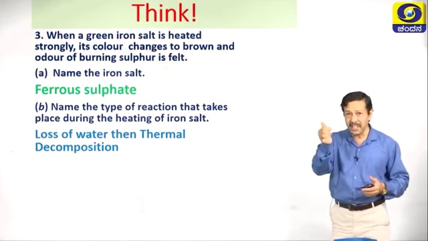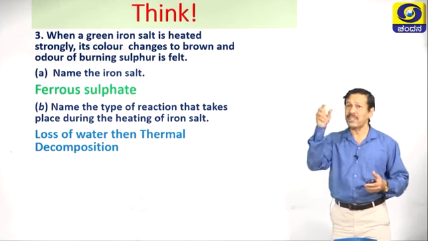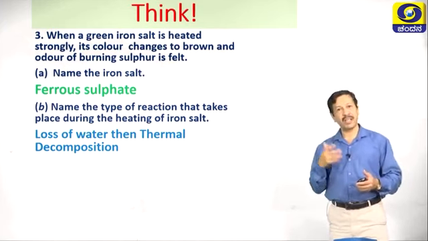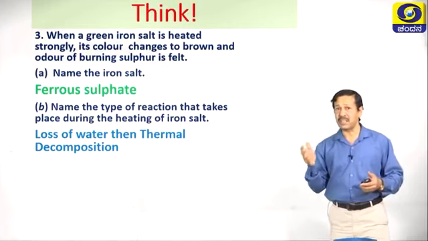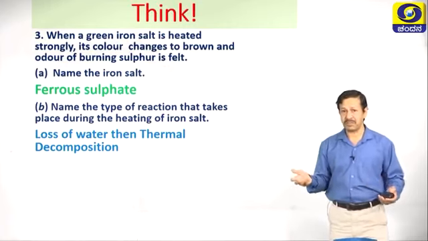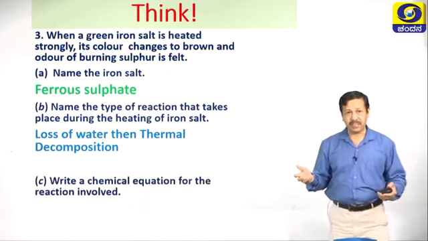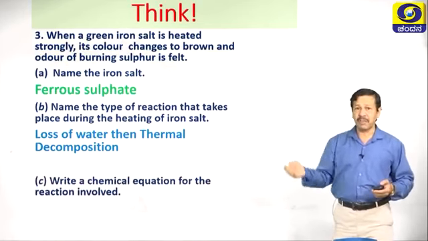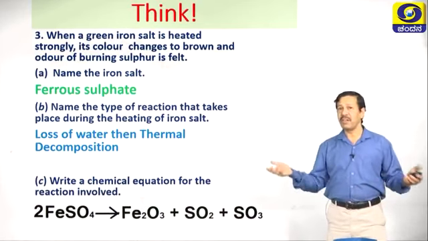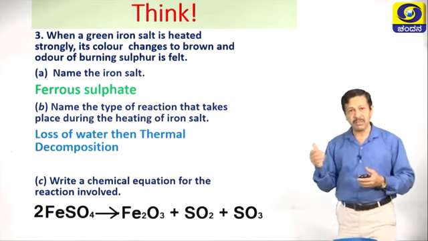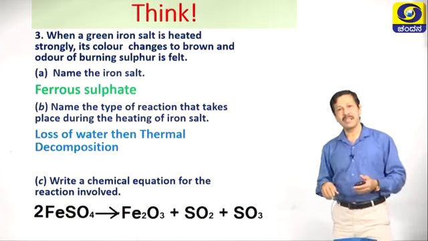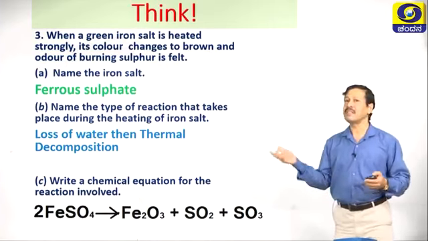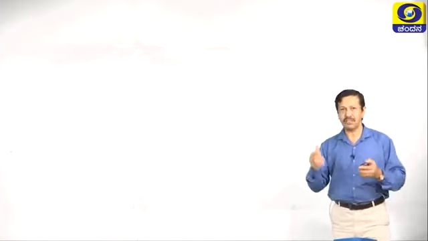First, loss of water takes place, that is the water of crystallization. After that, it loses more and becomes brownish colored substance on decomposition. Now, the next one is, write the chemical equation for the reaction involved. 2FeSO4 on heating gives rise to Fe2O3, ferric oxide, plus sulfur dioxide and sulfur trioxide. This is the reaction you have to write.